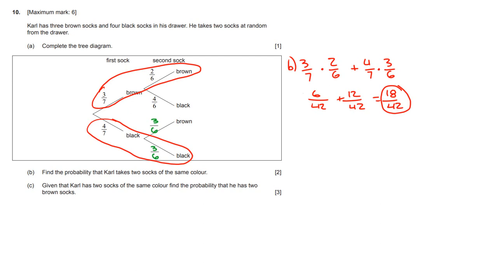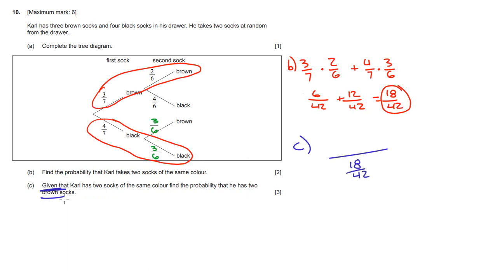Okay? And then part C, given that Carl has 2 socks of the same color, find the probability that he has 2 brown socks. So we know, since he for sure has 2 socks of the same color, it's one of these 2 paths, because these are the only 2 paths where we're going to get the same socks. So it says, given that, that means this 18 out of 42 is going to be our denominator.